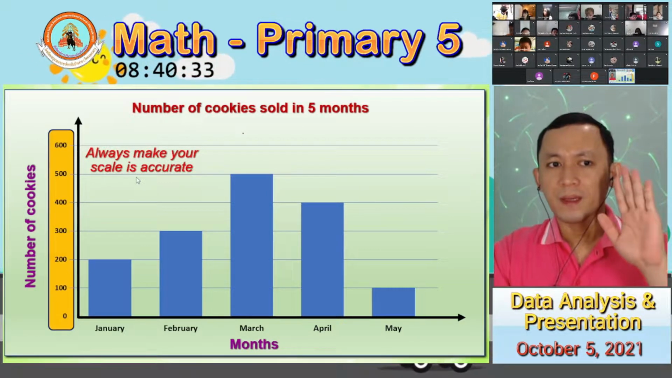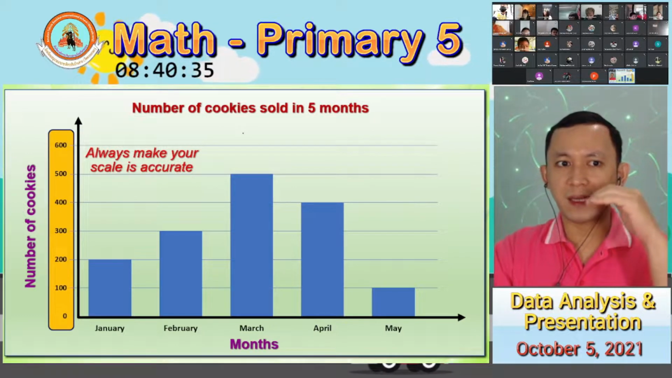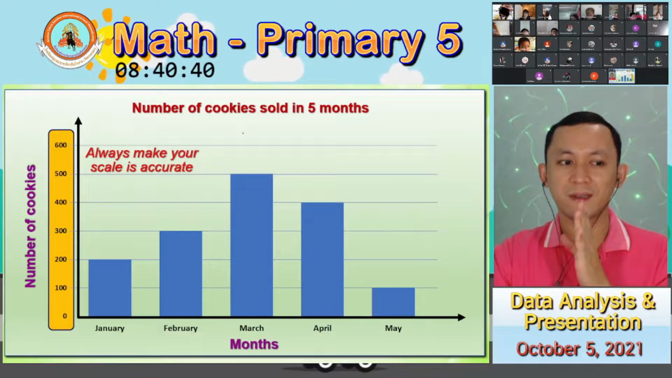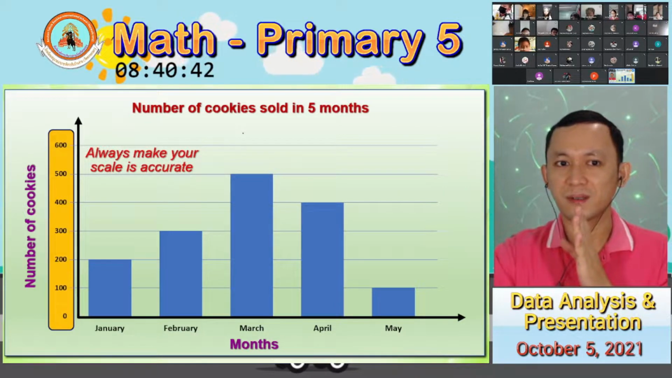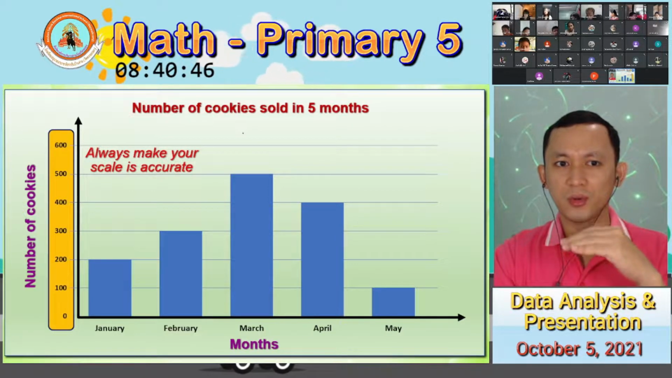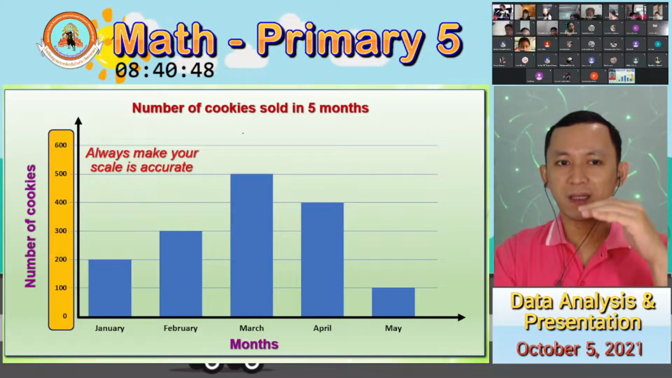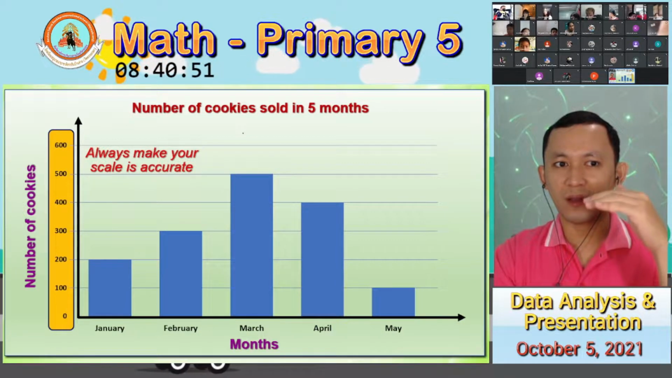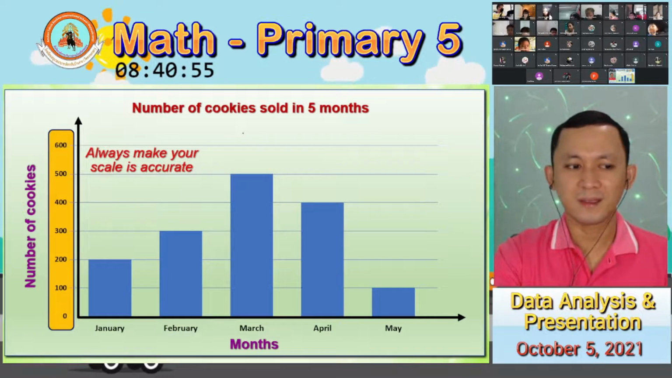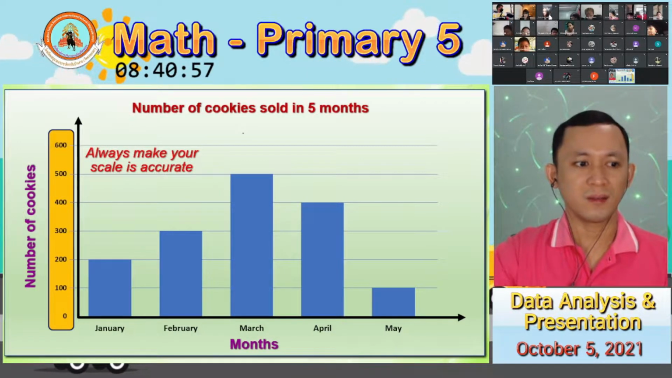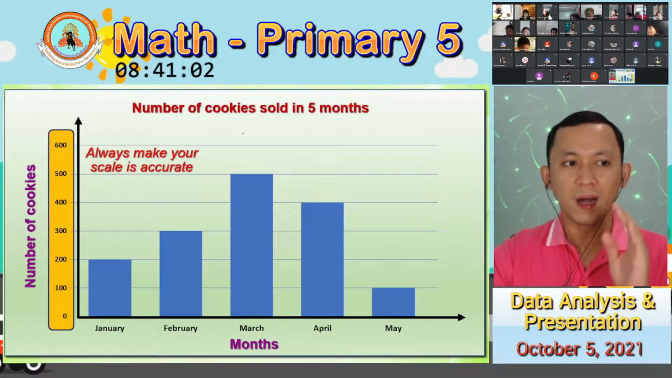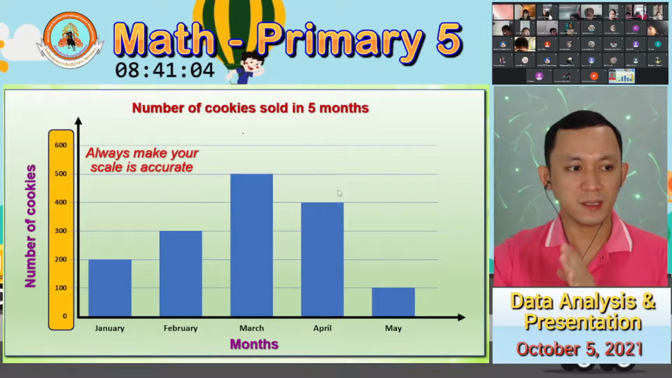Teacher, the scale is not the same, 50, 20, 50, 30. Can we have that? Yes or no? Teacher, the scale is not consistent. Can we have 0, then 50, then 50, 100, 100, 110? No. Okay, so we cannot have that. Our scale must be consistent.